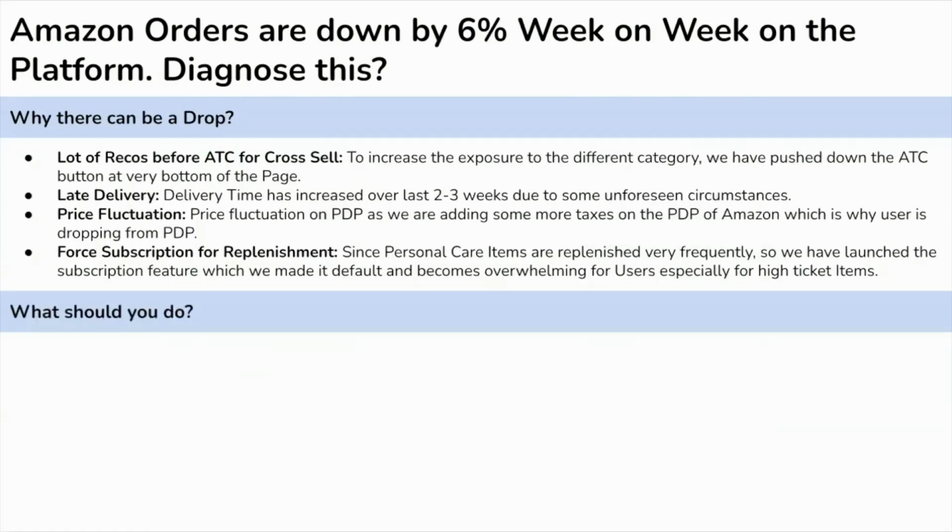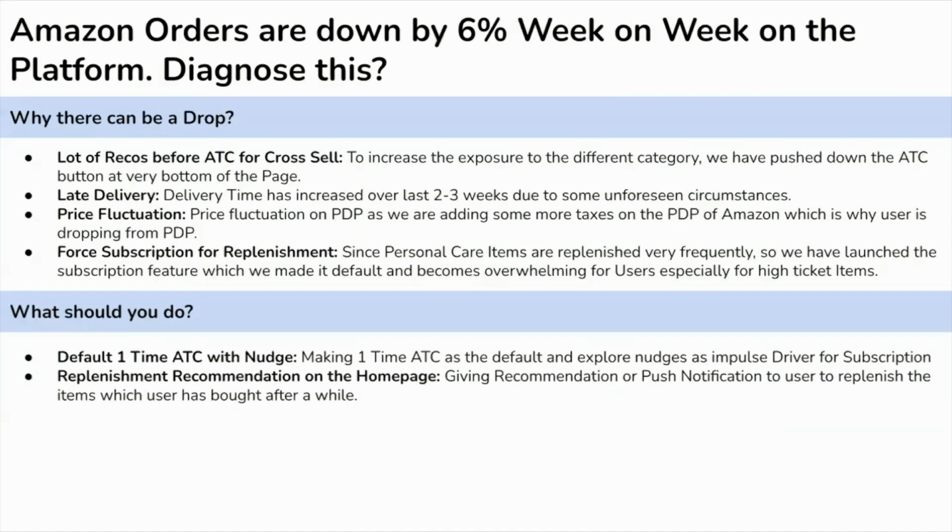Since we have got the root cause, how would we go about solving this problem? One way to solve it is to make one-time order the default option and give users a nudge to subscribe along with a future incentive. The other thing we can do is send push notifications for the item they have bought. Let's say after 3 or 6 months for the replenishment, we send a push notification to remind them whether they want to replenish the order or not.